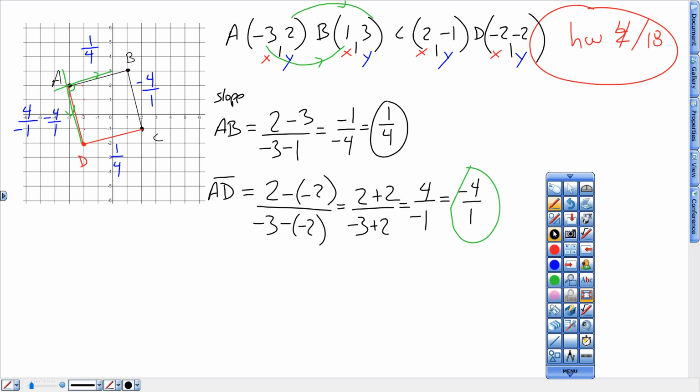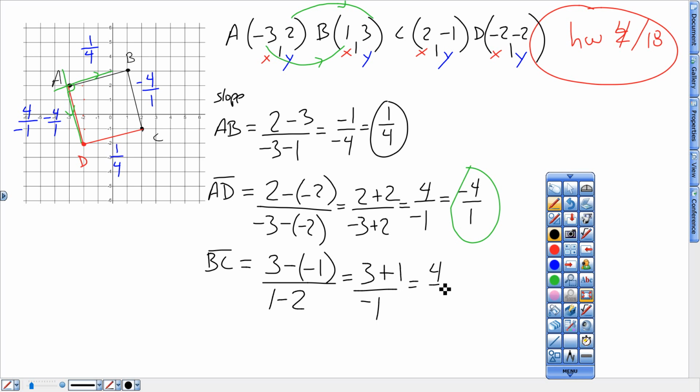All right, I need to do the other slopes. I'm going to do B and C, knowing that I'm going to get that same -4/1 at the end. So B and C, I'm going to do 3 minus a 1 that's already negative, that's a double negative, over 1 minus 2, that gives me 3 plus 1 over negative 1, that gives me 4 over negative 1. Remember, that's negative 4 over 1. That is the opposite reciprocal, the flip-flop reciprocal of 1/4. Opposite and flip-flop. And then my last slope, of course, is going to be DC.